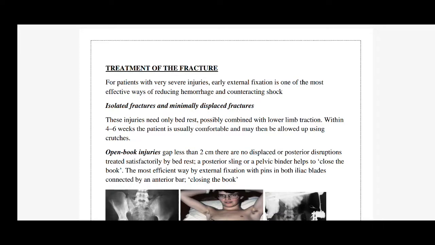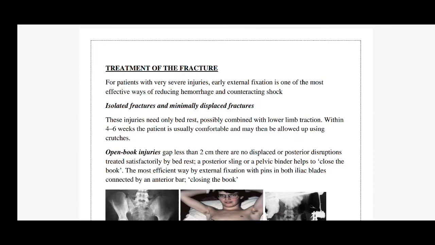In addition to this, we should take into consideration the DVT prophylaxis, because any patient with pelvic injury has high risk for DVT. Another type is open book injuries. I mean the gap is less than 2 cm, there is no displaced or posterior disruption, which is treated satisfactorily by bed rest, posterior sling or pelvic binder, which help to close the book.